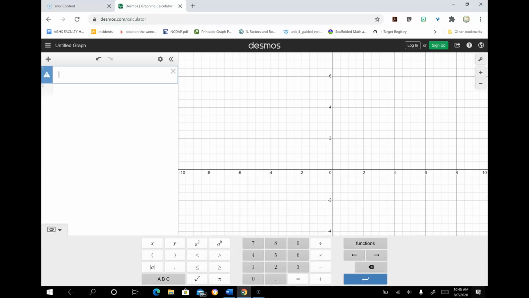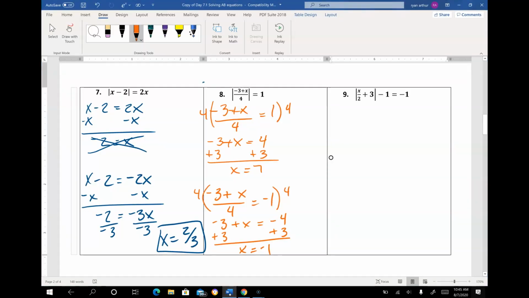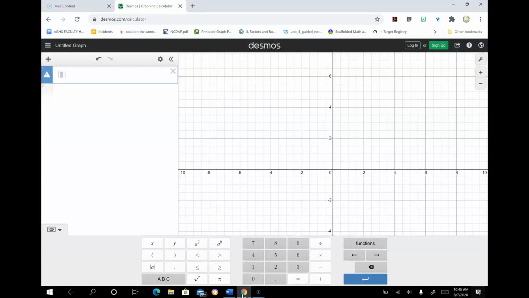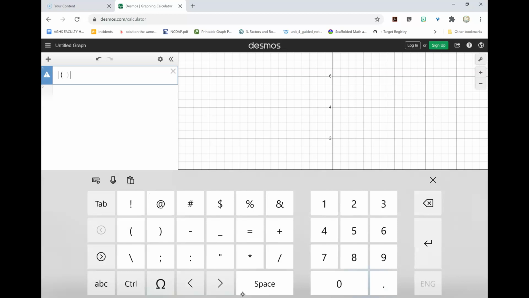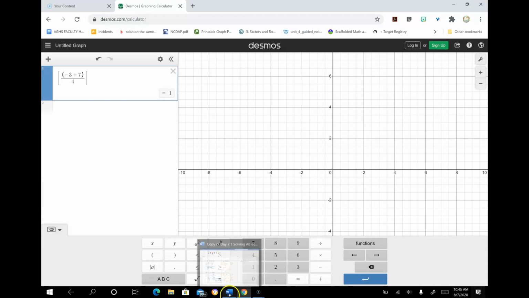Now with Desmos, so you saw how we're doing a fraction here. If you have more than one term on the numerator, you need to use parentheses, okay? So it's going to be parentheses, negative 3. Our first solution was 7, so it'll be negative 3 plus 7. Close your parentheses, then hit the division key. And it's divided by 4. And that gave us 1. So 7 is a solution.